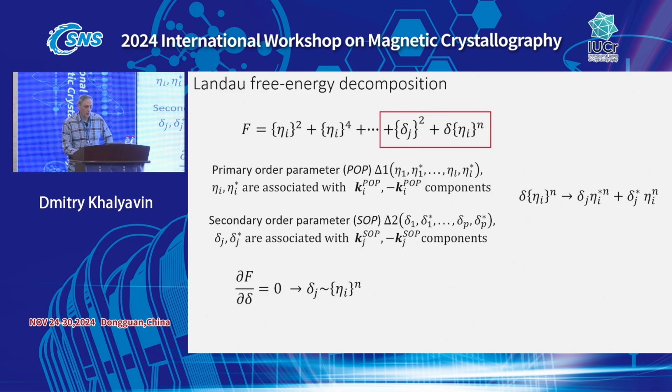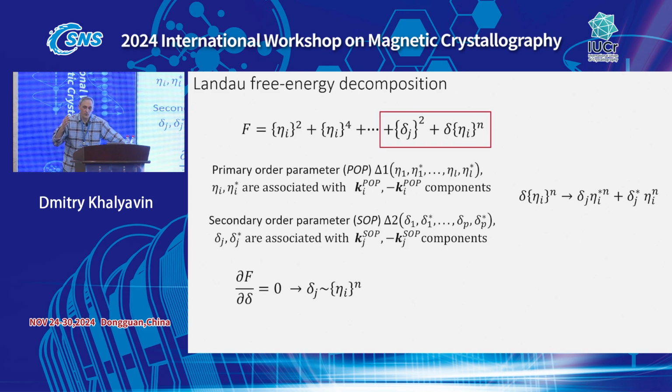That's what it is. So why I need all these terms and free energy: I'm trying to answer the question, what kind of distortion we should expect if we have a modulated crystal structure with a propagation vector, let's say k_POP, of the primary order parameter. What else shall we expect in our structure?